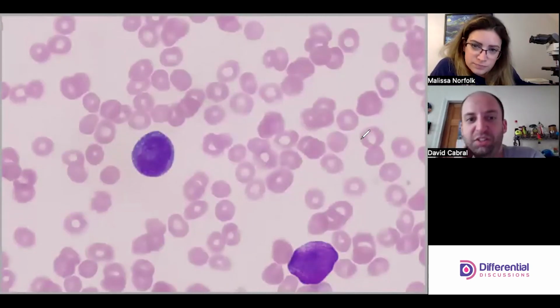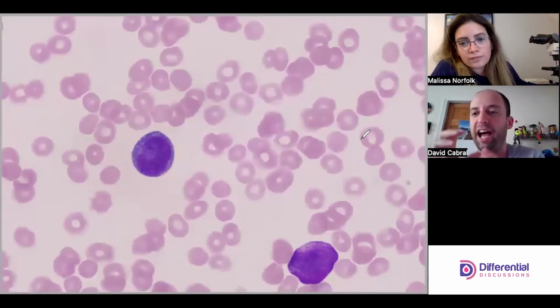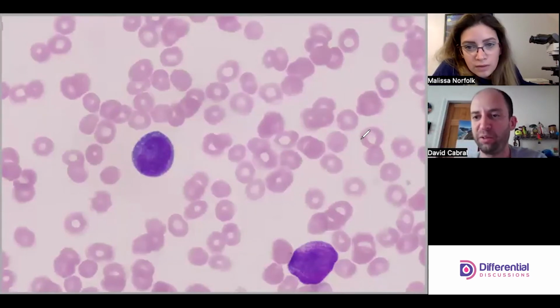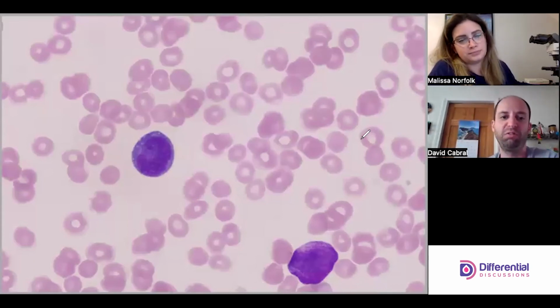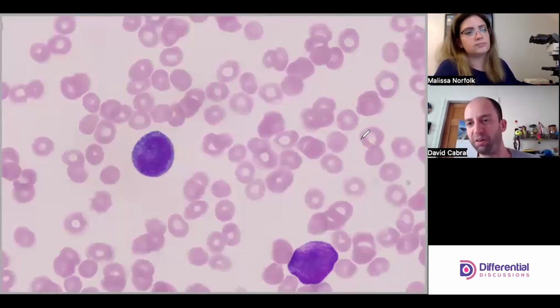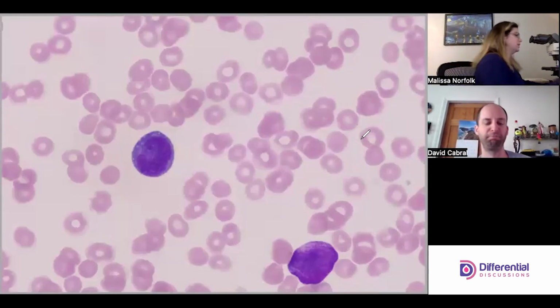Yeah, so this one's a little bit trickier, right? It doesn't have an obvious bilobing kind of going on, but it has a lot of the characteristics still of its brothers and sisters, right? So don't undercall. Because to me, this is still in the same category as the other promyelocytes.